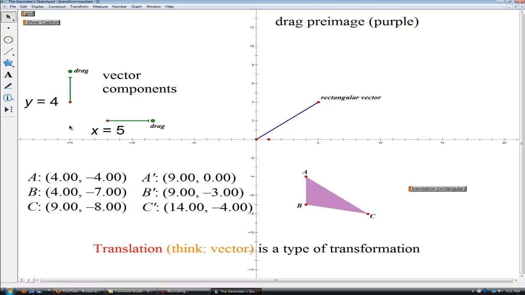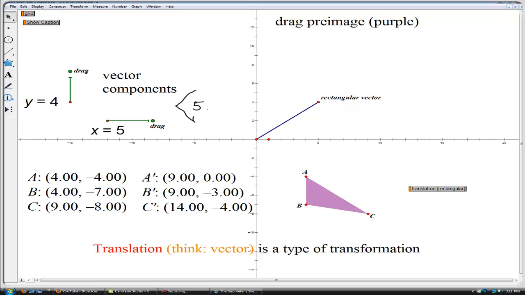Now a commonly used notation for this would be with these little angle brackets. 5, 4, and these little angle brackets, this is what we would call vector notation, and more specifically component form.